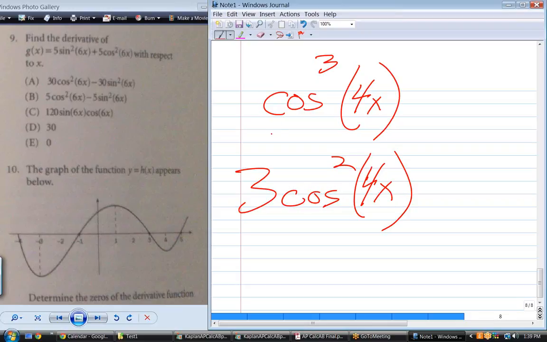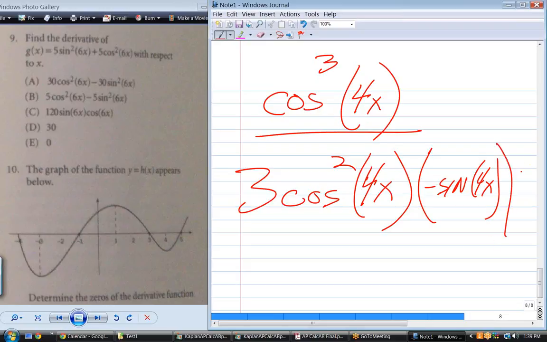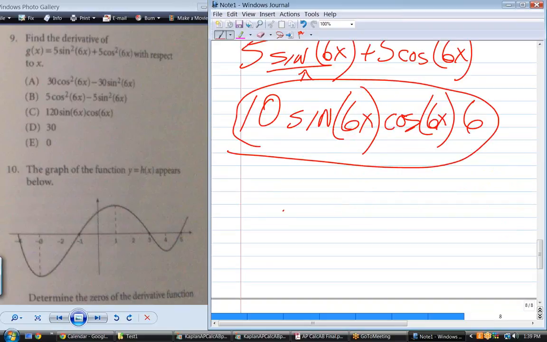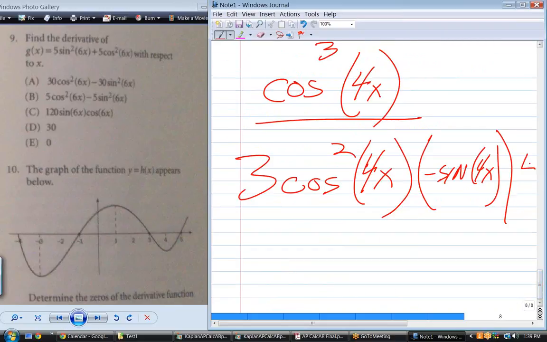Now, what's the derivative of the first inside? Negative sine of 4x. Right, negative sine of 4x. Again, change nothing other than you're taking the derivative of cosine of u, whatever u is. And finally, the derivative of the last inside? 4. So that's how we do it when there are multiple chain rules.